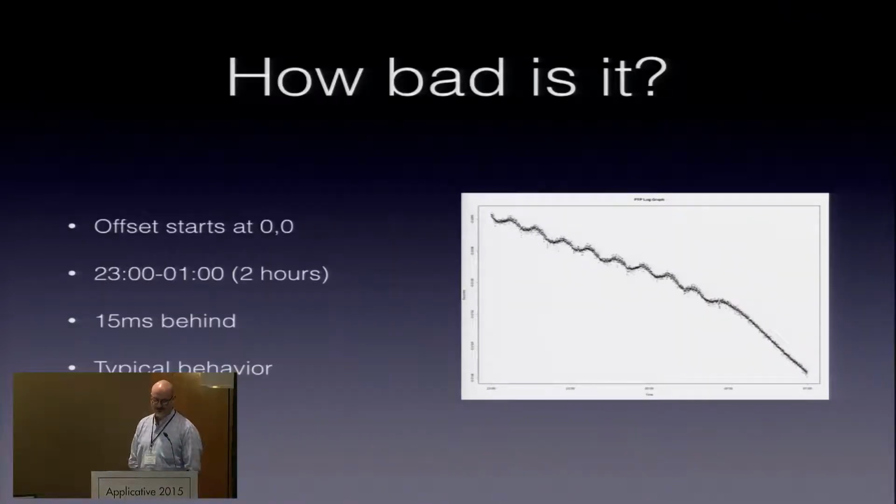So how bad is this? Well, that graph starts out at 0, 0. And then I just ran things for 2 hours, and I didn't adjust the clock at all. I just recorded what time I thought it was compared to what time the clock thought it was. And after 2 hours, I was already 15 milliseconds behind. This is typical behavior. This is a 2 or 3 year old laptop. It's okay. It's not a server machine, but I can tell you that the crystals are pretty much the same and have about the same quality.